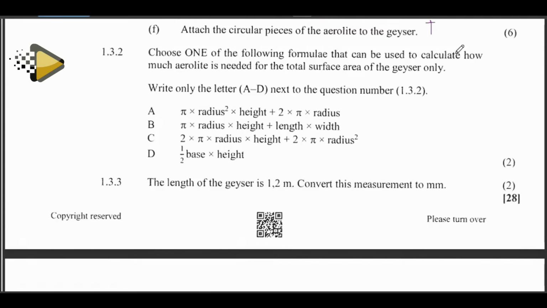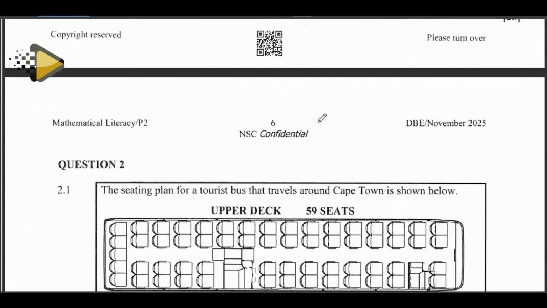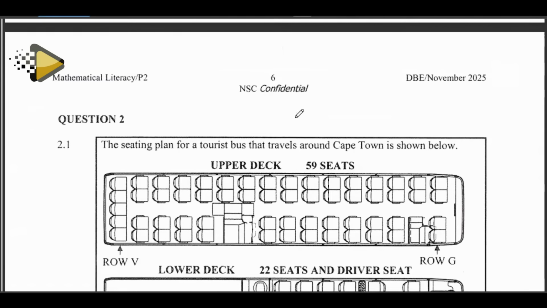Choose one of the following formulas used to calculate the surface area. It's supposed to be C. Remember, we say 2 pi r squared plus 2 pi r. So the 2 pi r, it's this side. R squared, then this side you remain with 2 pi r radius. That marks the end of question 1.